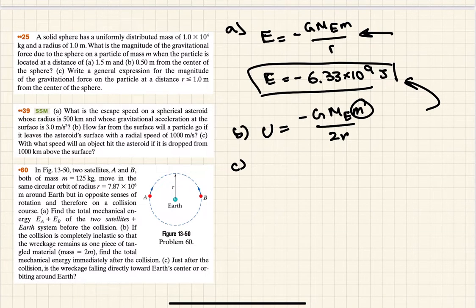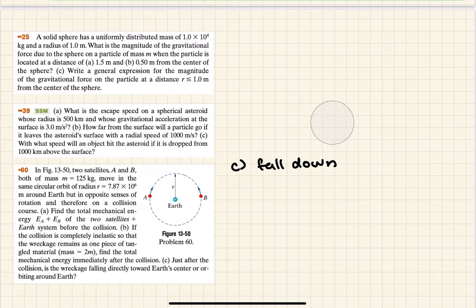For part C, it says, just after the collision, is the wreckage falling directly towards the Earth or orbiting around the Earth? Well, it has 0 speed after the collision, and so it's just going to fall straight down. If it had the orbital speed required, then it would go in an orbit, but since it has absolutely 0 speed, it's going to fall straight down towards the Earth. So just fall down. All right.